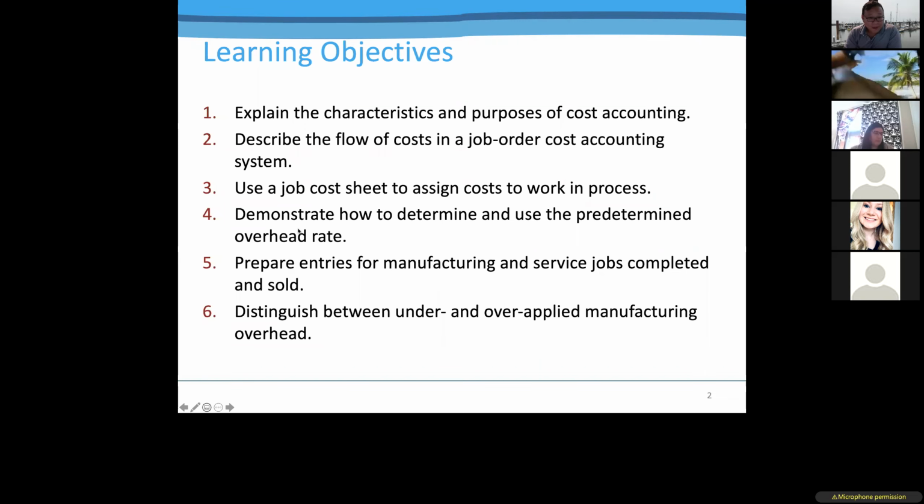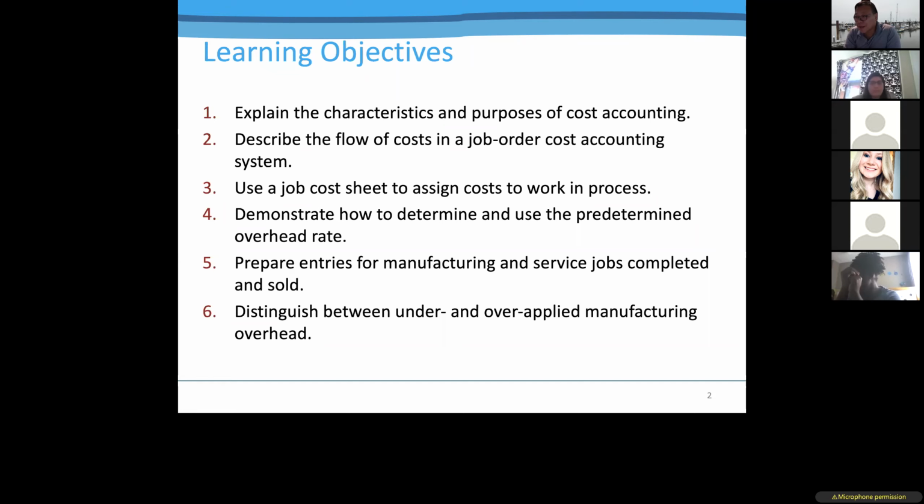used. Number 4, in terms of manufacturing overhead, what is the amount we're going to assign to the work in process inventory? How do we calculate that amount of the manufacturing overhead? So then we're going to learn about the predetermined overhead rate.